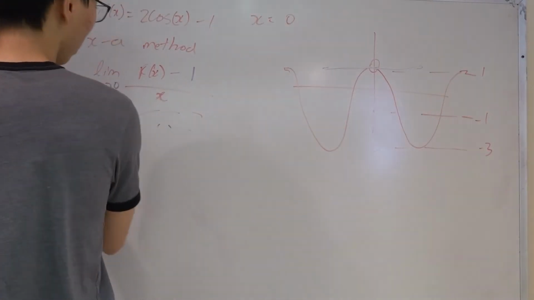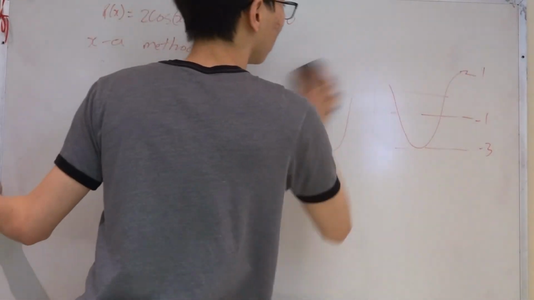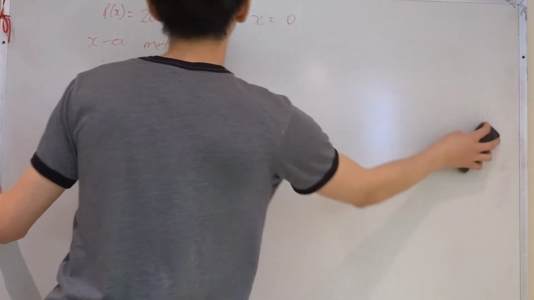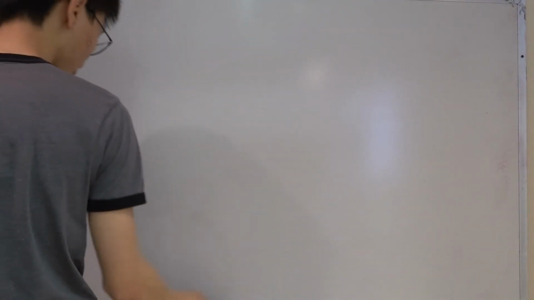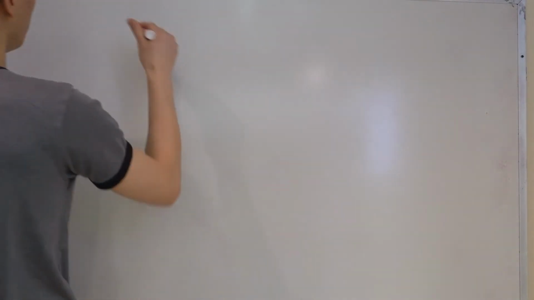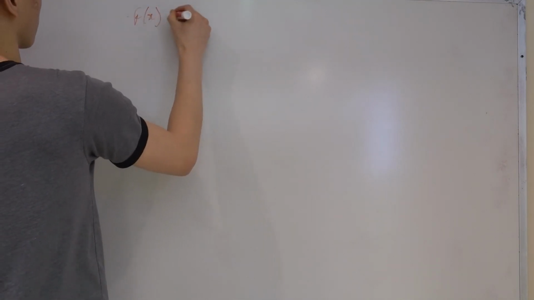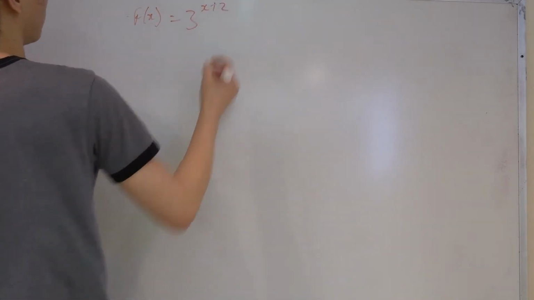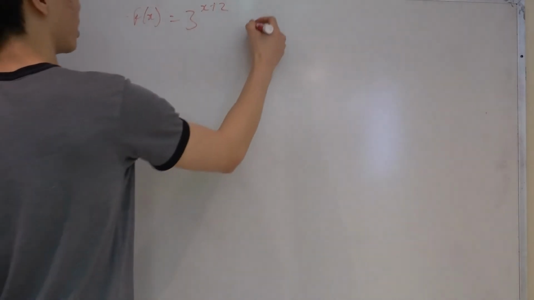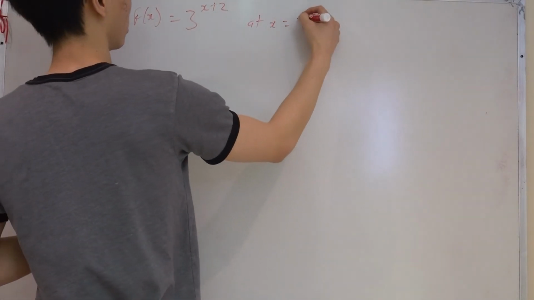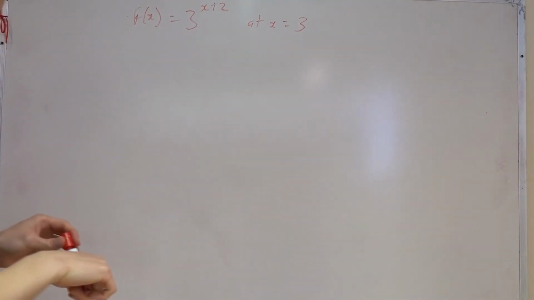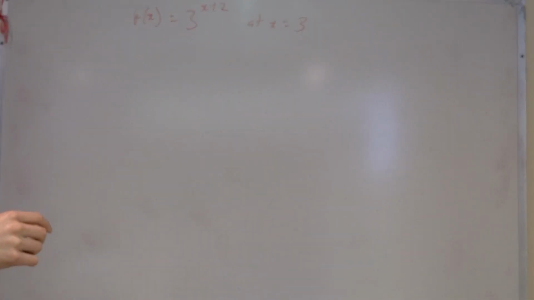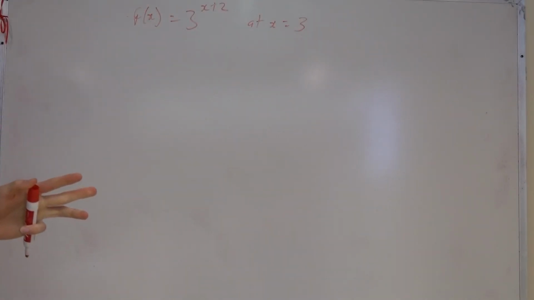One more. Let's do one more. We are going to do the function 3 to the x. But not just any 3 to the x. We're going to do 3 to the x plus 2. Okay? At x equals, let's do a nice number, 3. Okay? And figure out what that is. Okay? This one I can tell you might get a little messy.